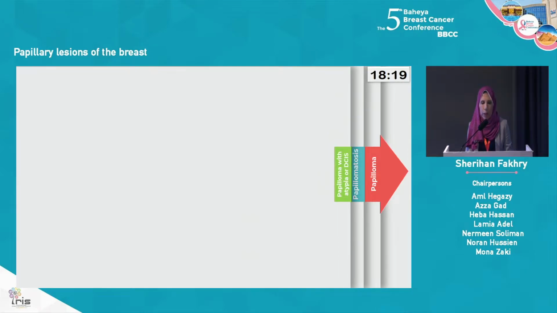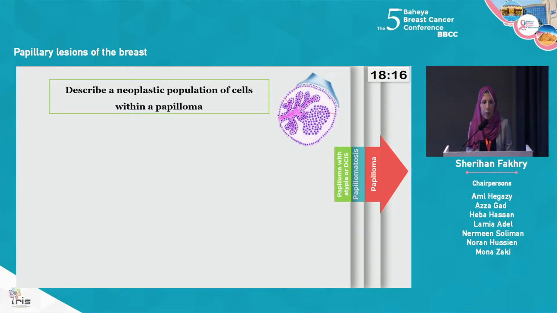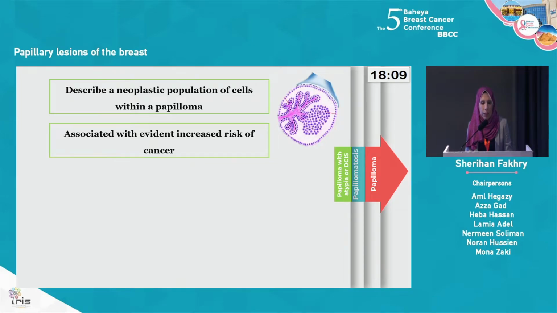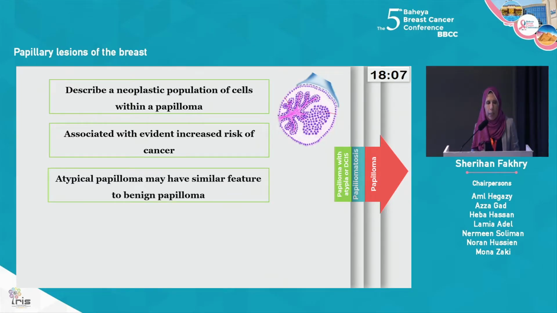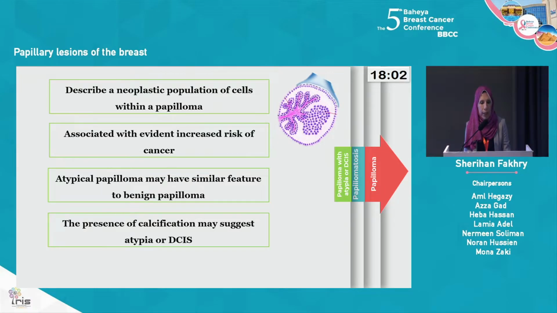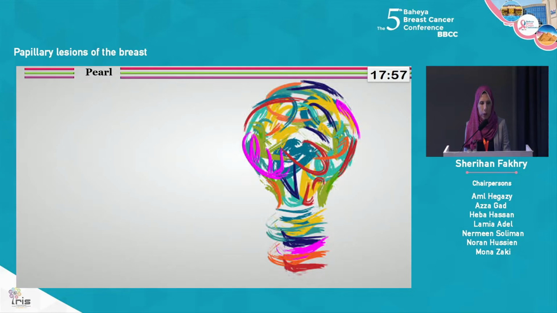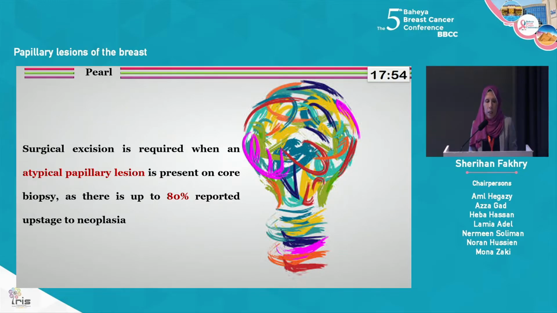Concerning papilloma with atypia or DCIS, this entity describes a neoplastic population of cells within a papilloma, associated with evident increased risk of cancer. Atypical papilloma may have similar features to benign papilloma. The presence of calcification may suggest atypia or DCIS. Diagnosis is by histopathology. Surgical excision is required when an atypical papillary lesion is present on core biopsy, as there is up to 80% reported upstage to neoplasia.